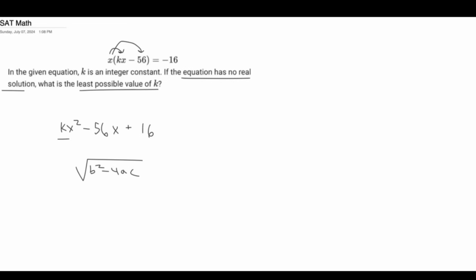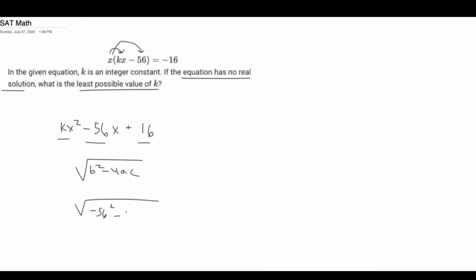Therefore, now that we have the values, we should just plug it in. So in our case, we know what b is. Our b value is negative 56. So negative 56 squared. Negative 56 squared. And then we're going to have our c value, which is 16.